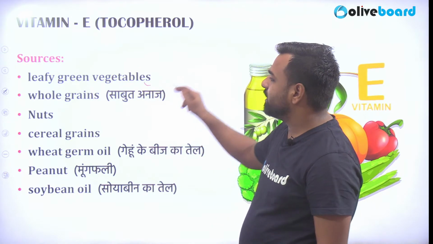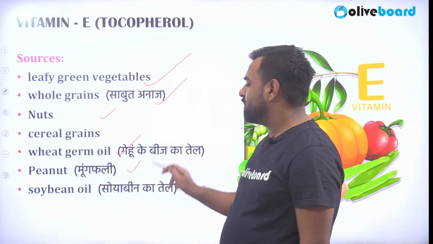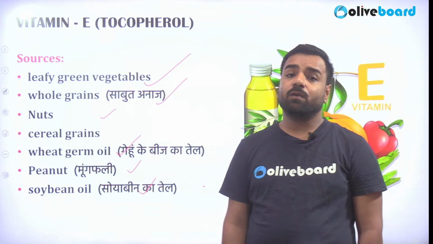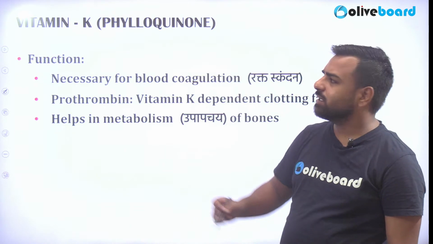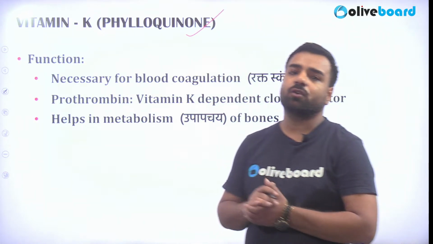So green leafy vegetables, whole grains, nuts, cereal grains, wheat germ oil, peanuts, soya bean oil, almonds, they all are the sources of vitamin E. What about K? So vitamin K is also known as phylloquinone or naphthaquinone, and that's necessary for the blood coagulation.